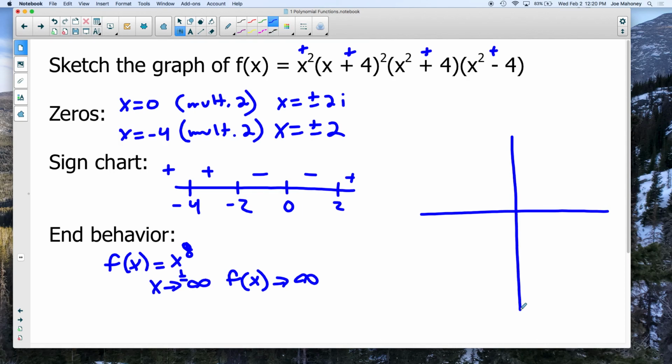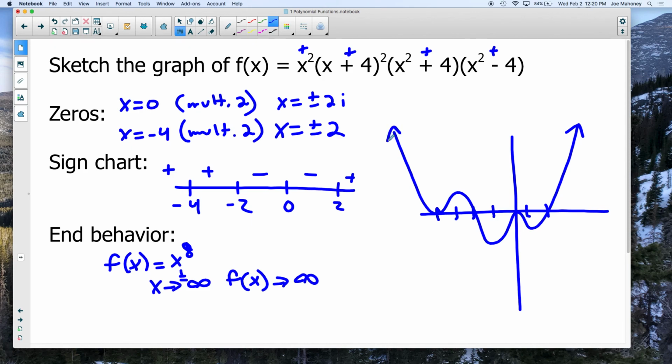So it's going to be 1, 2, 3, 4, 1, 2. We're going to come in from negative 4. We're going to bounce, boing. We're going to go through negative 2. We're going to bounce at 0, boing. And then we're going to go up through 2. Wow, that's a cool looking graph.